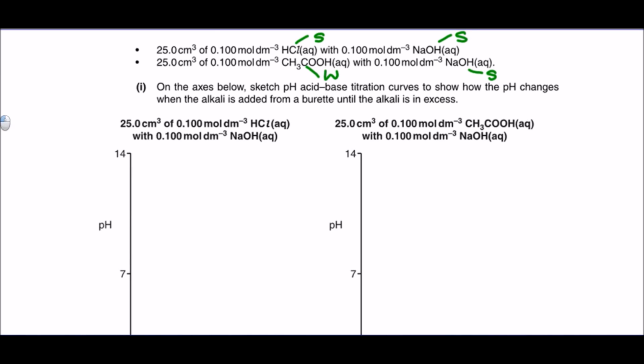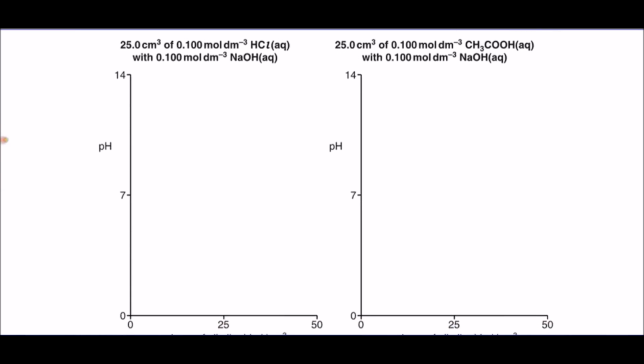So if we deal with these two titration curves, the first one then, strong acid, so we're going to start round about pH 1 to 2. Strong alkali, we're going to finish up at 13 to 14. The end point is going to be at 25, so that vertical section needs to be round about 25. And then you're probably going to be able to draw this much better than me with a ruler, but I'm going to try and do my best on the computer.